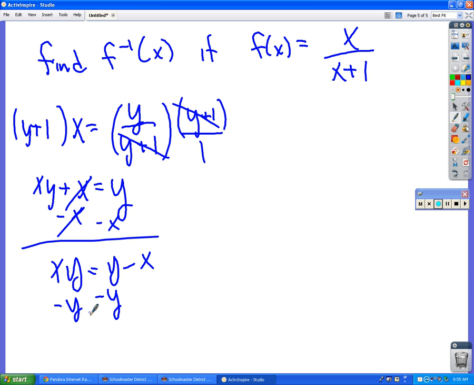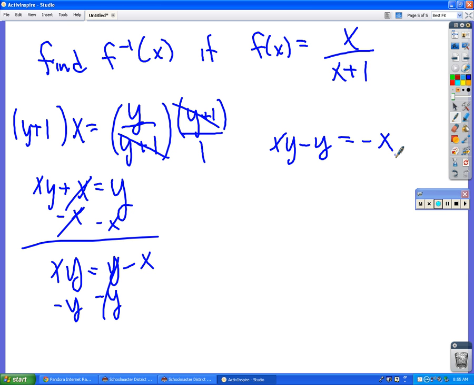xy minus y. Not like terms, can't combine them. The y's over here cancel, and that leaves me with a negative x. Okay? Is that still solved? Nope, not done. Didn't think so.